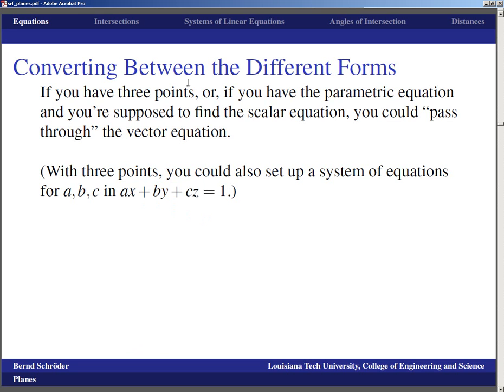Otherwise, this geometric transformation really works best as far as I can see. I go to the parametric equation, which wasn't that bad. From the parametric equation, I get the vector equation, which is not that bad. And from the vector equation, I get the scalar equation, which again is not that bad to compute. All right, how do we get back?